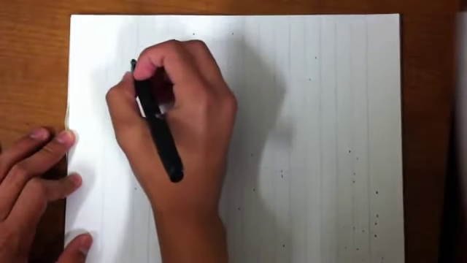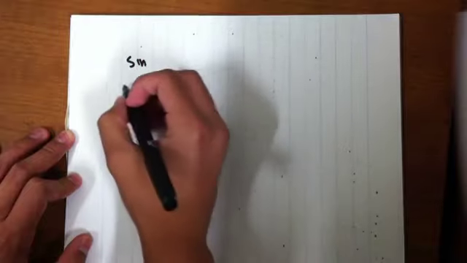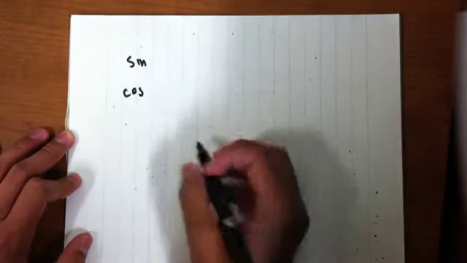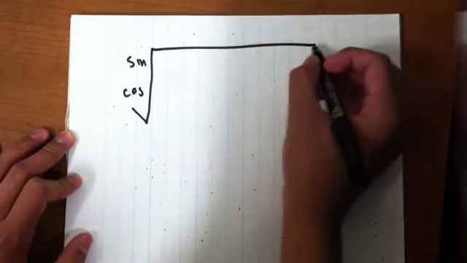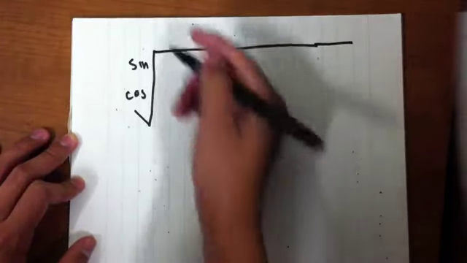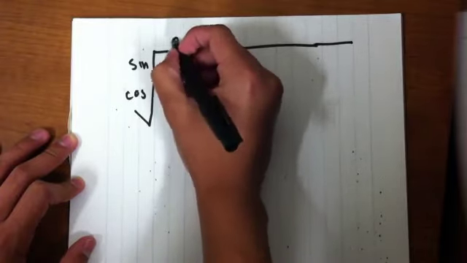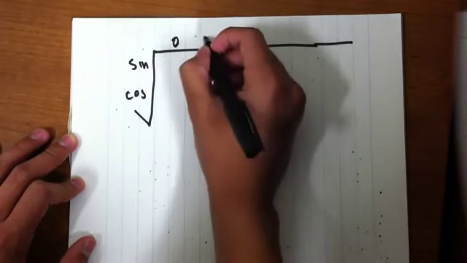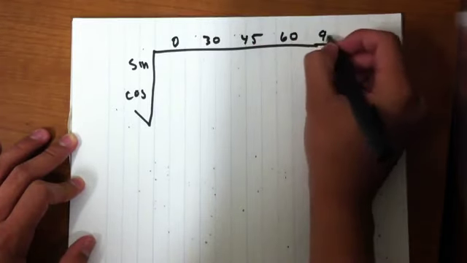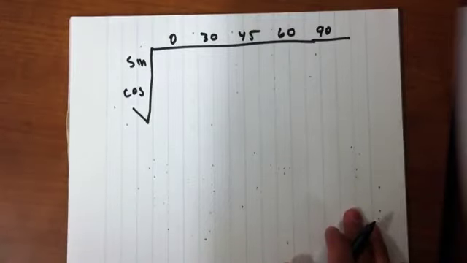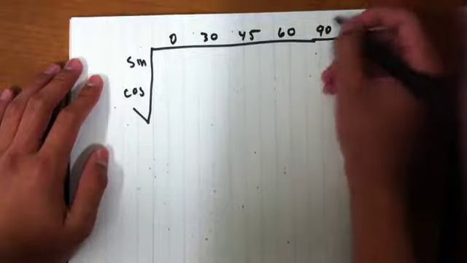So basically, the chart is like this. You start off with sine, and then right below, cosine. Then you do a giant square root, and you put the most commonly used values in trig for these functions: 0, 30, 45, 60, and 90. This is going to teach you how to find the exact values without having to memorize anything. And these are degrees, of course.